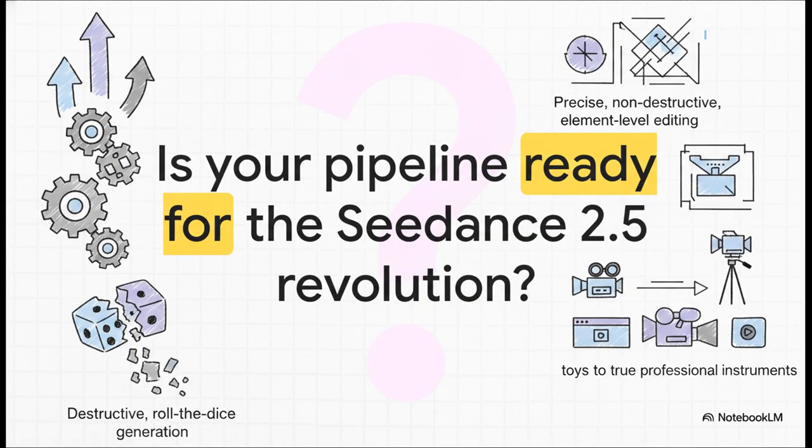Which leaves us with a really vital question for anyone working in the creative industry today. By shifting from destructive, roll-the-dice generation to precise, non-destructive, region-level editing, is your video production pipeline ready to embrace the Seedance 2.5 workflow revolution? The tools are officially transitioning from cool toys into true professional instruments. And the time to start planning your new AI workflow is right now.